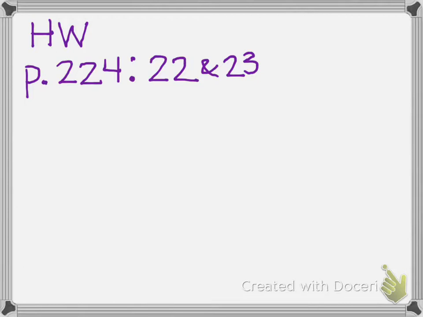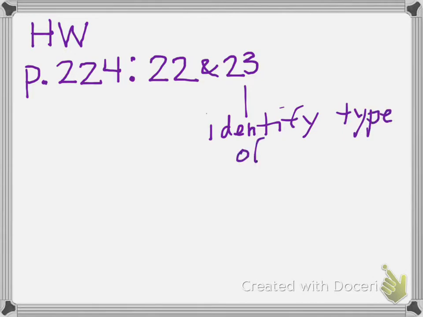So even though it doesn't say to, for number 23, I do want you to identify the type of reaction as one of the 5 types. And then after you've identified that type of reaction, then you're going to predict the products and then balance that equation. Good luck on your homework.